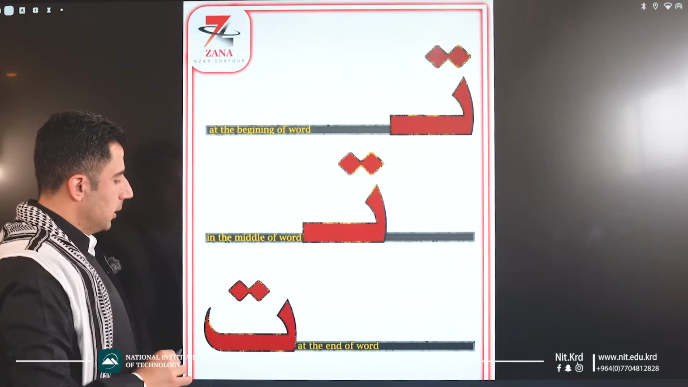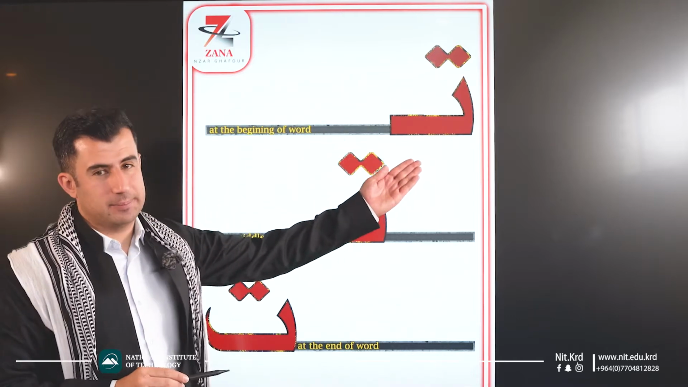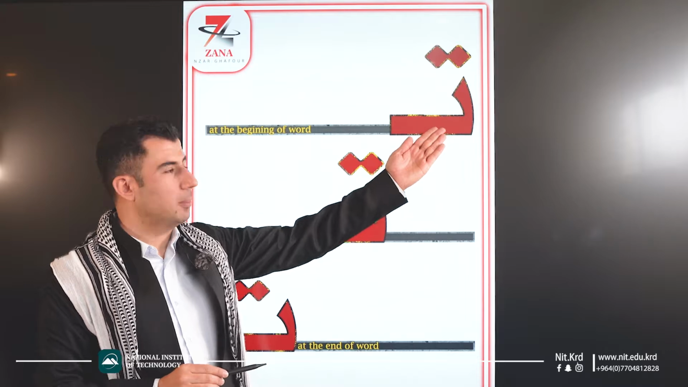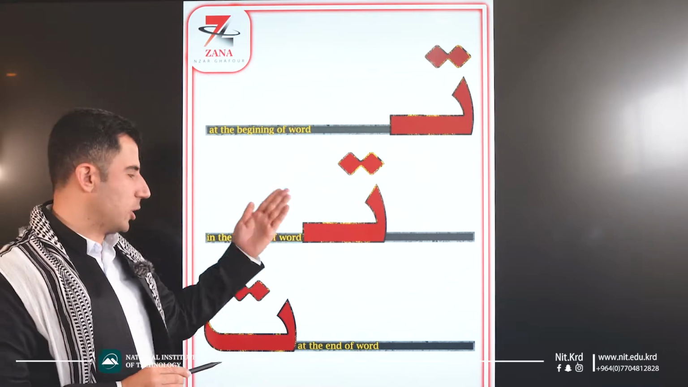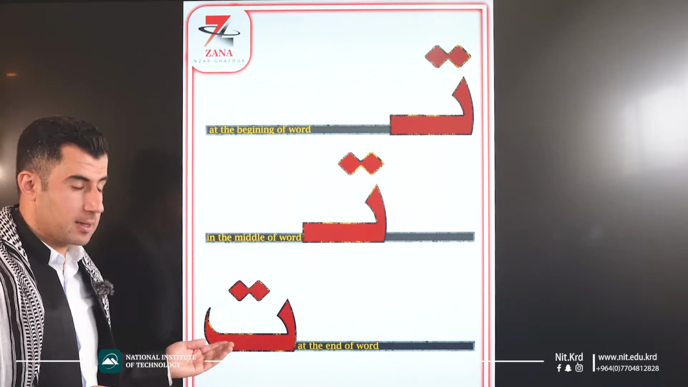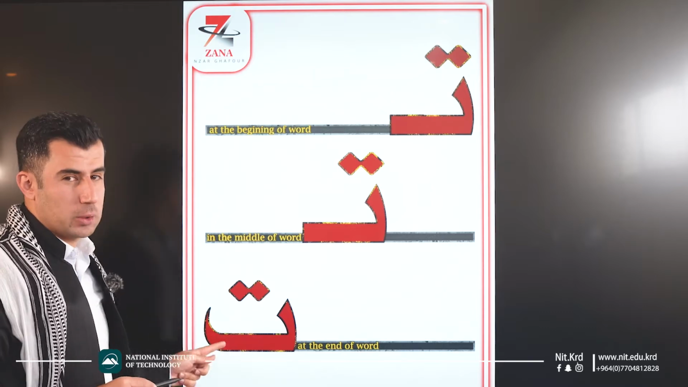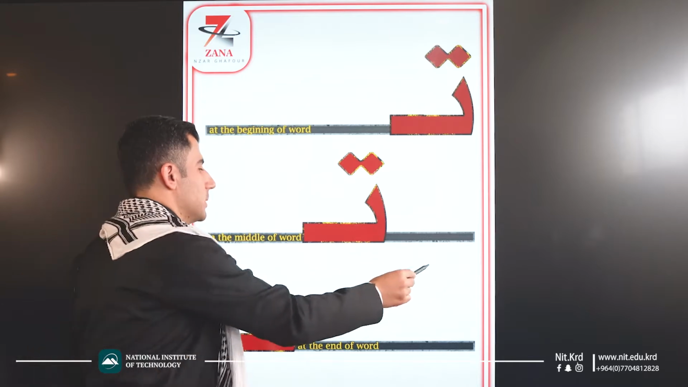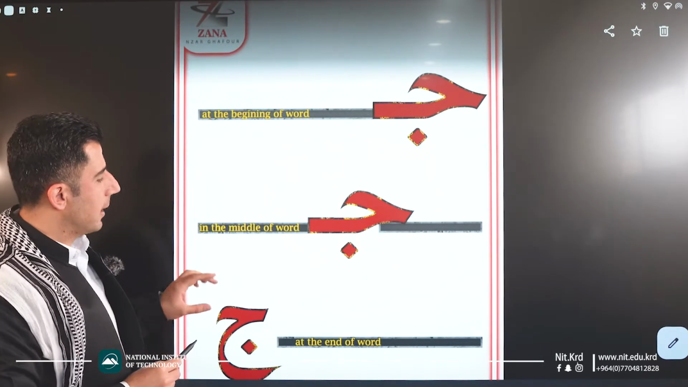Another one, okay, we have T. At the beginning, this shape. In the middle, this shape. At the end is this. Be careful, we have to close some of the letters at the end. After T, we have J.